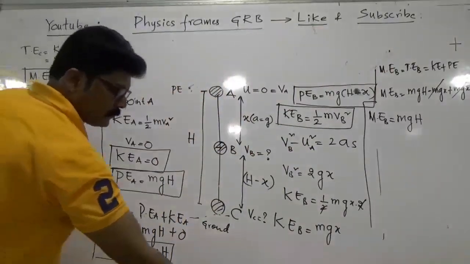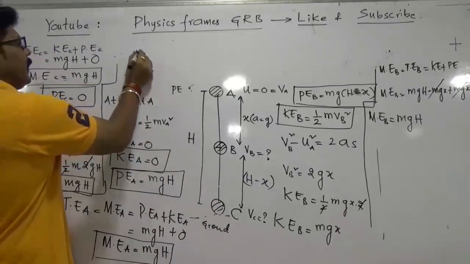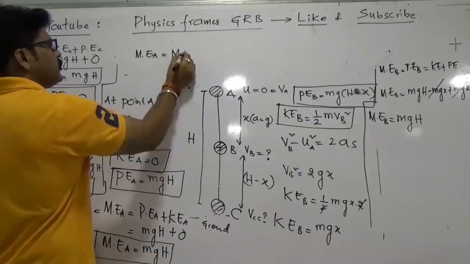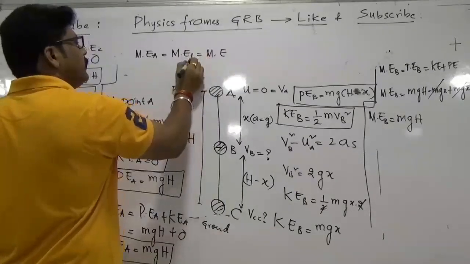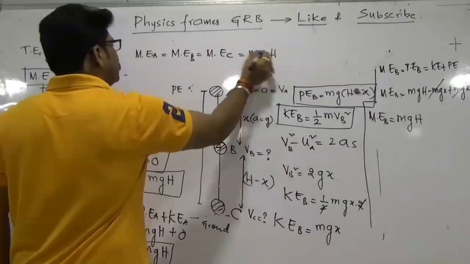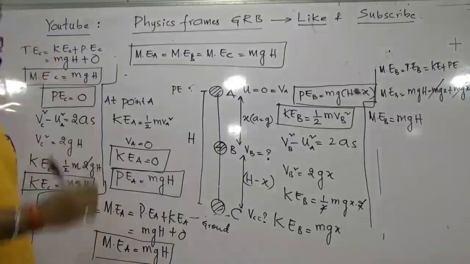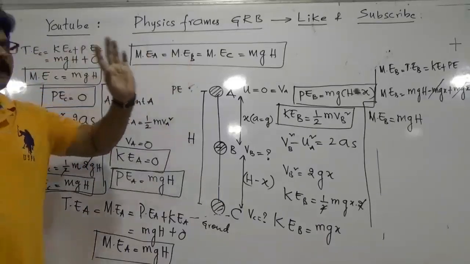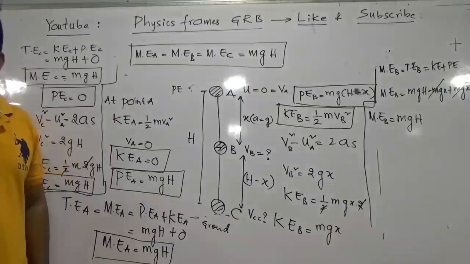So, what is the conclusion? Mechanical energy at point A equals mechanical energy at point B equals mechanical energy at point C, which is equal to mg into h. Is it clear? At all points it will be mg into h.